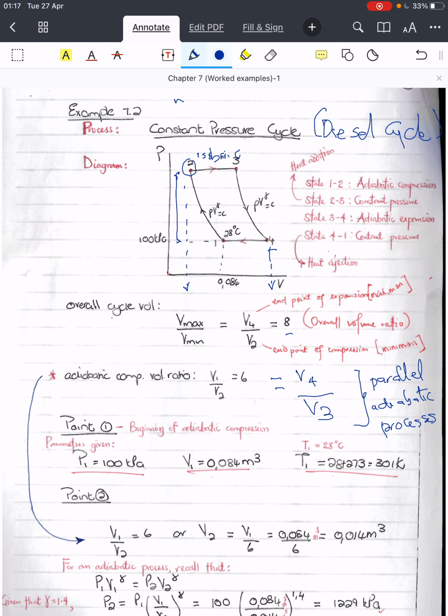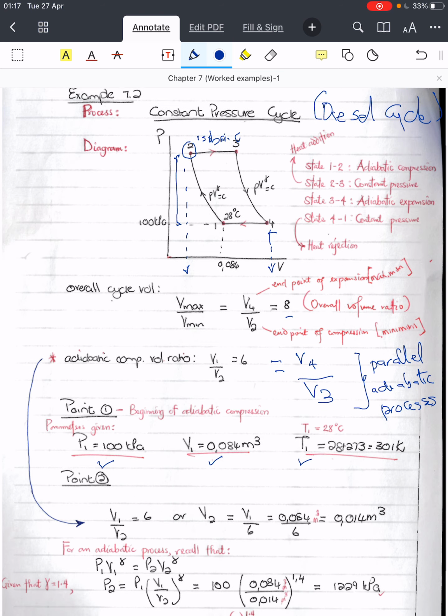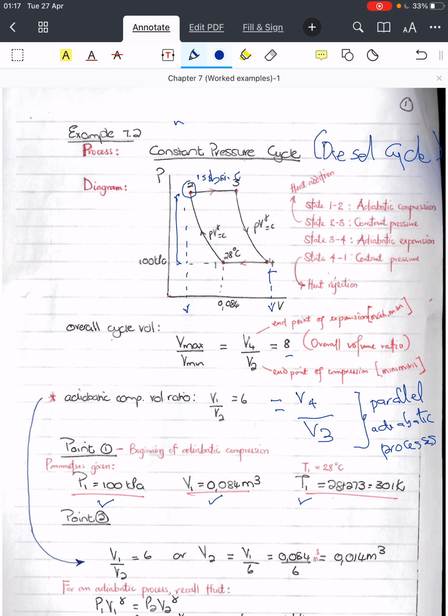Let's start by looking at the PVT at point 1. At point 1, we've been given the pressure, the volume, and the temperature. All we need to do for the temperature is convert it to Kelvin. Then, based on what we were given, it should be easier for us to calculate V2 since we have V1. If you plug that in, we have our V2 value.